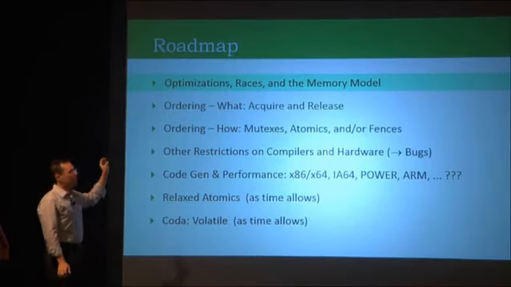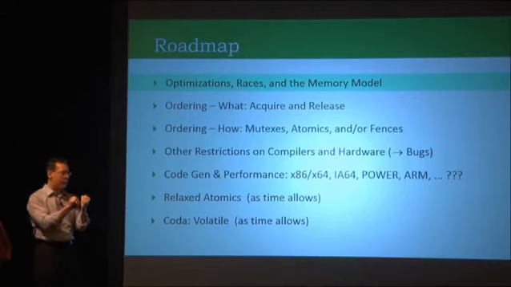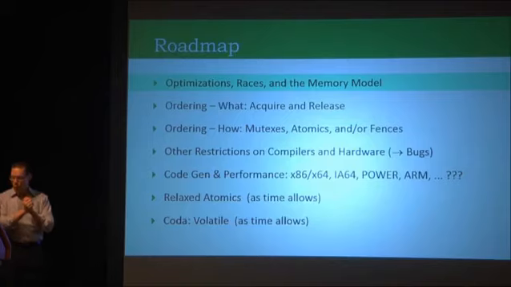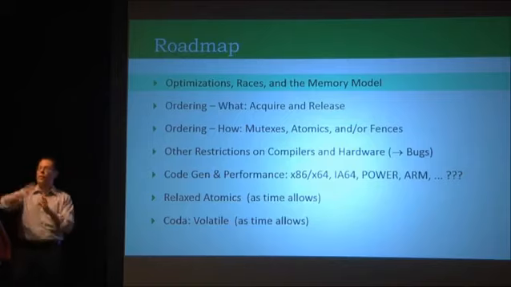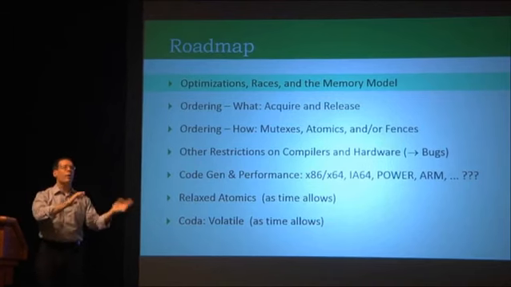So we're going to start with defining basic things like races, optimizations, the memory model, and how those three things really go together and are important. We're then going to talk about ordering. So as Scott started speaking to in one of his review slides, what about acquire and release?